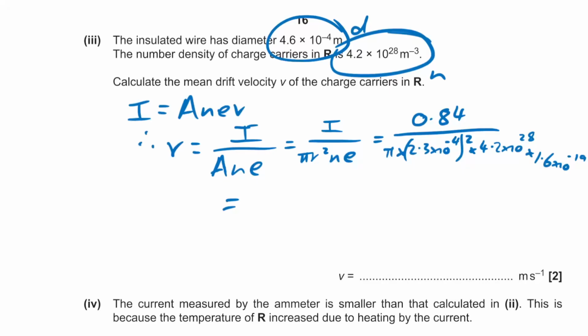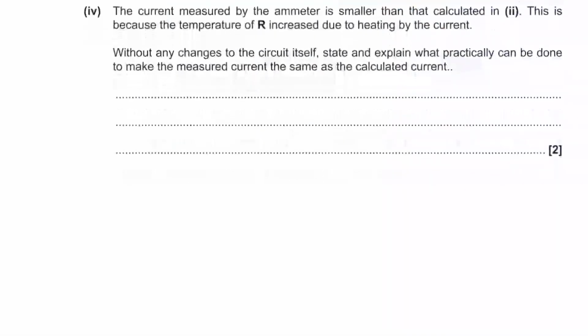Okay, I'm going to do the bottom bit again first, just so I'm not making any mistakes. And that gives me 7.52 times 10 to the minus 4 meters per second, 2 sig figs. Yeah, 2 sig figs. Let's go to 7.5 times 10 to the minus 4 meters per second.